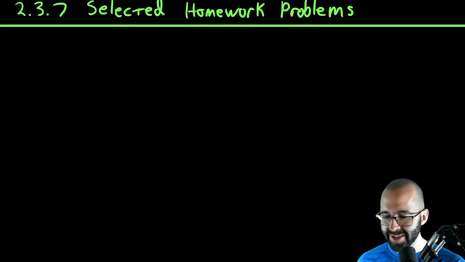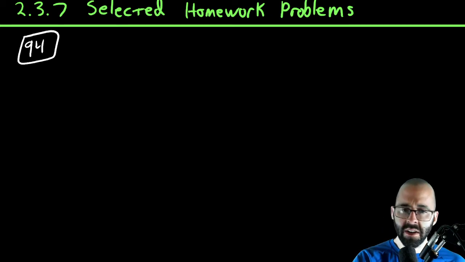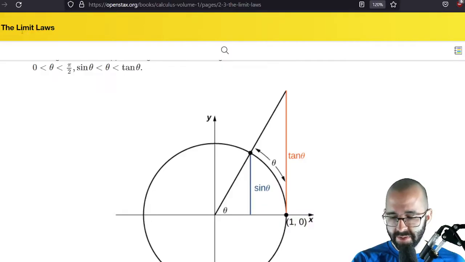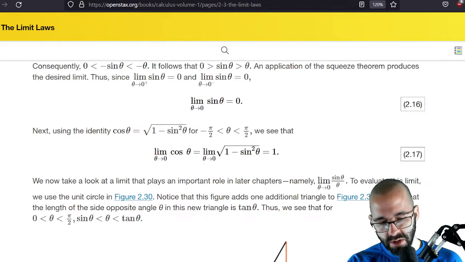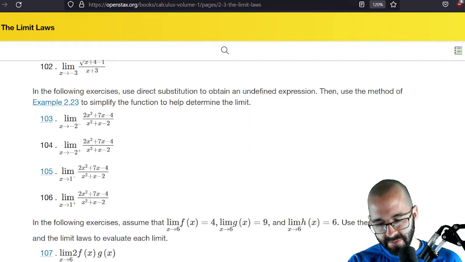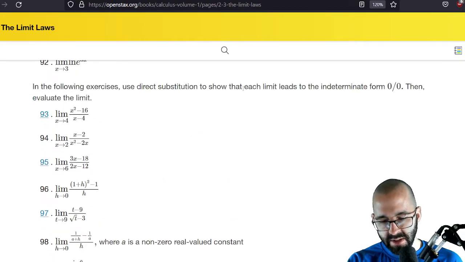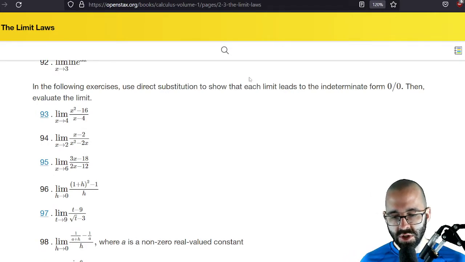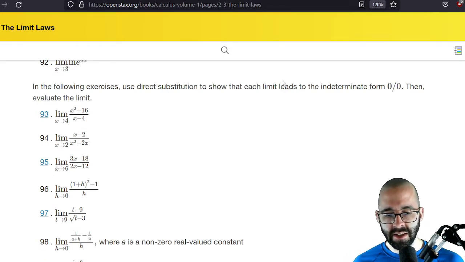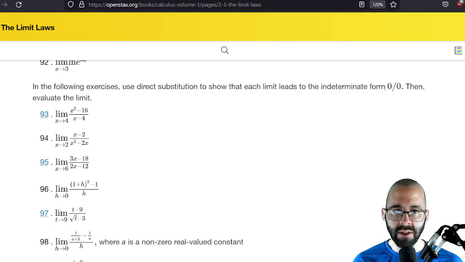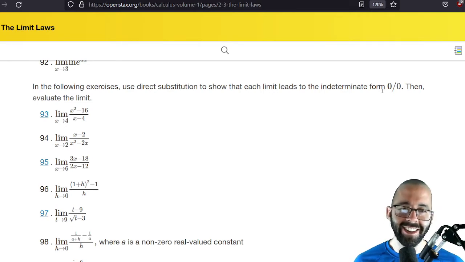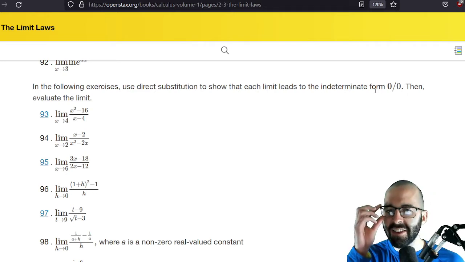So let's do some problems. We're going to start with number 94 in the textbook. Most of the problems we're doing here are the more complicated ones. It says use direct substitution to show that each limit leads to something called an indeterminate form, 0 over 0. We'll talk more later in this quarter about what indeterminate form means. Basically, it means a form that doesn't tell us anything. Then evaluate the limits.